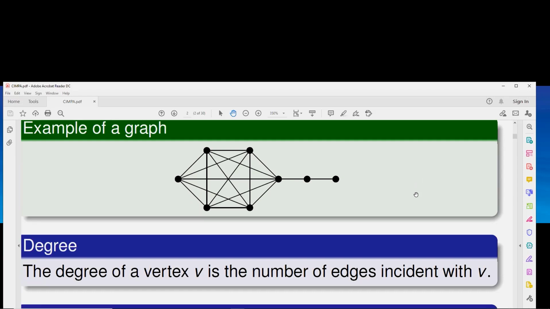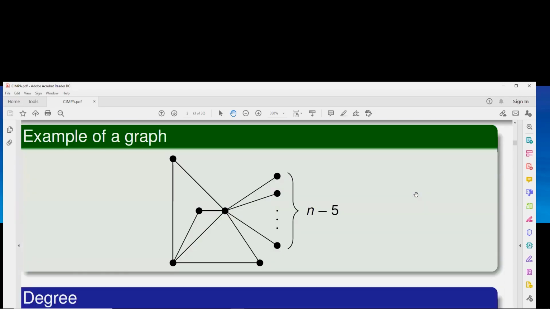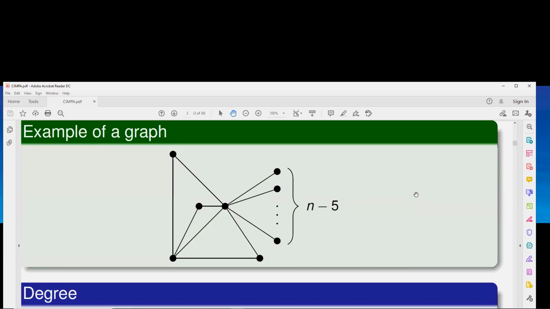So we introduced degree. We also introduced the distance and also the diameter. And now we are in the next figure. As you could see in the previous figure, it was just a graph having 8 vertices. Now in this figure, I'm illustrating a graph which has a general number of vertices, n vertices or n nodes of a network.